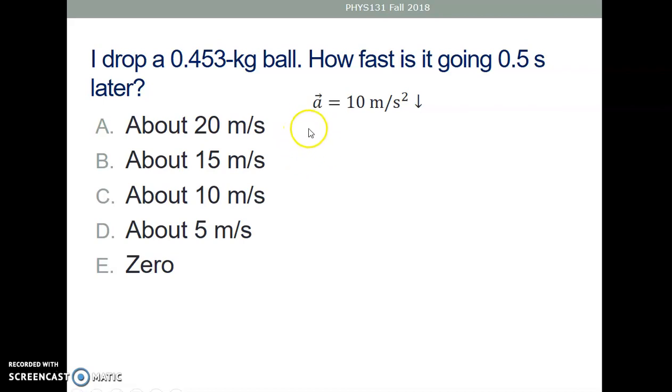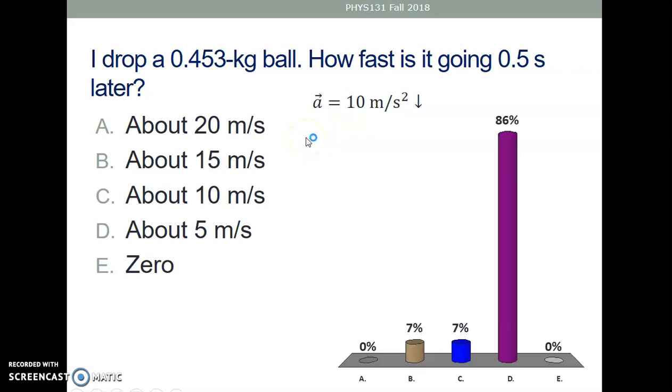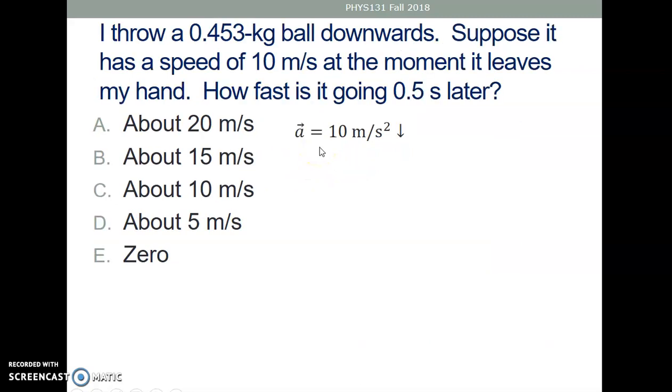Alrighty, let's see the answers in 3, 2, 1. And the most popular answer is the correct one. Okay, D, about 5 meters per second. So again, it does not depend on the mass. Every object that falls speeds up at 10 meters per second as it falls.